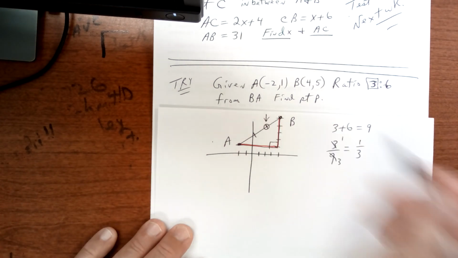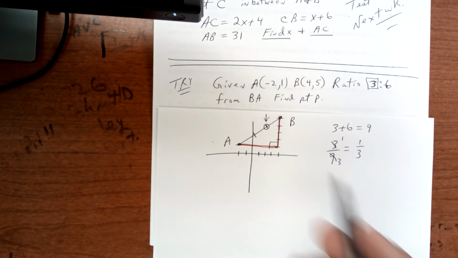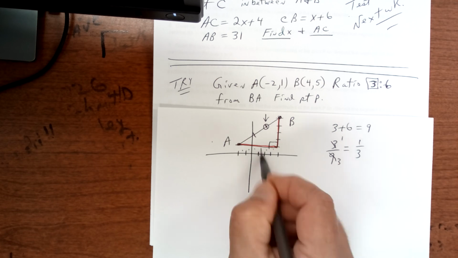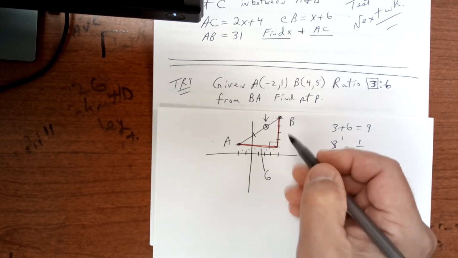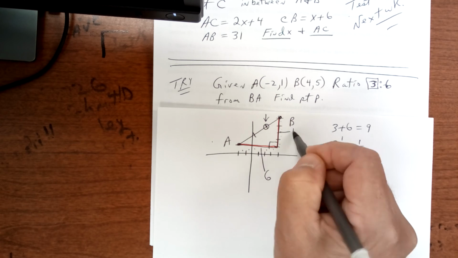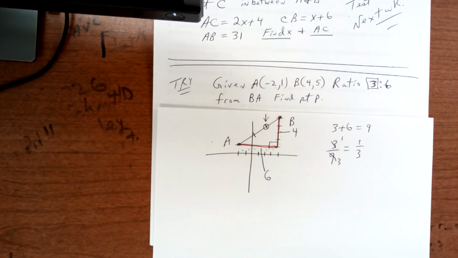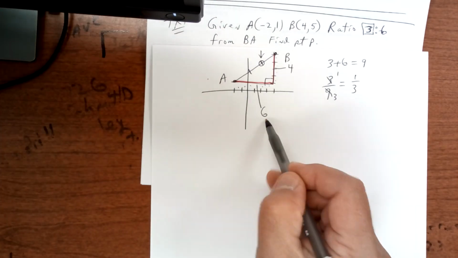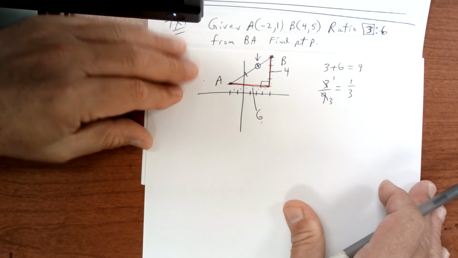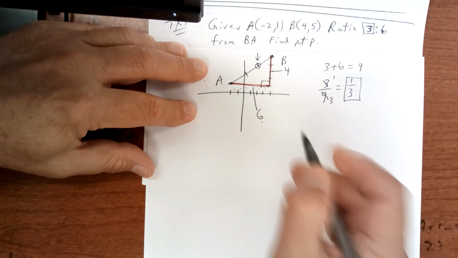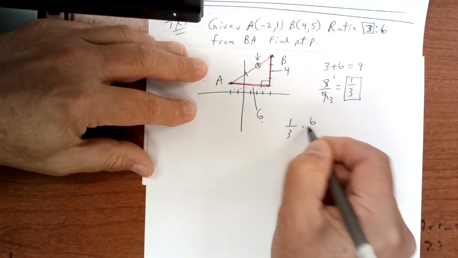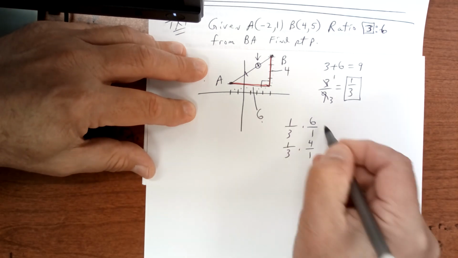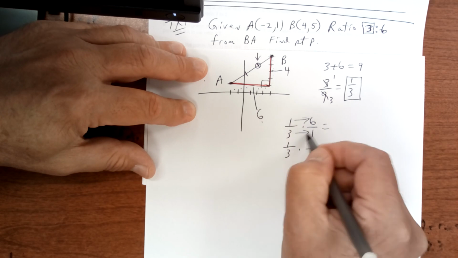Okay, let's check it out. Now let's count the spaces. 1, 2, 3, 4, 5, 6. This one looks like 6 spaces. This one looks like 1, 2, 3, 4 spaces. Okay? Rise over run. So now that we have our vertical change and our horizontal change, we can go ahead and multiply this. Okay, so we're going to take 1/3 times 6 over 1 and 1/3 times 4 over 1. And when you do that, you're going to get 6 over 3, which equals 2.